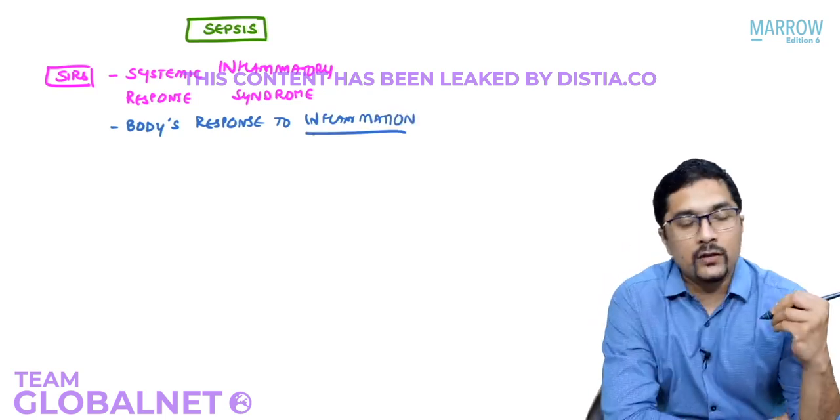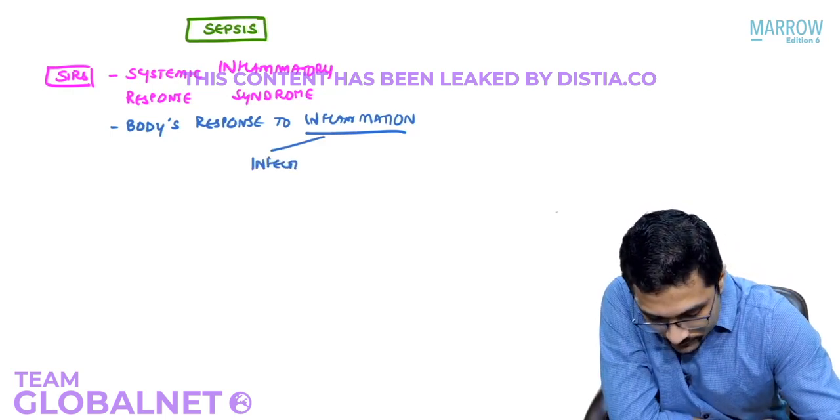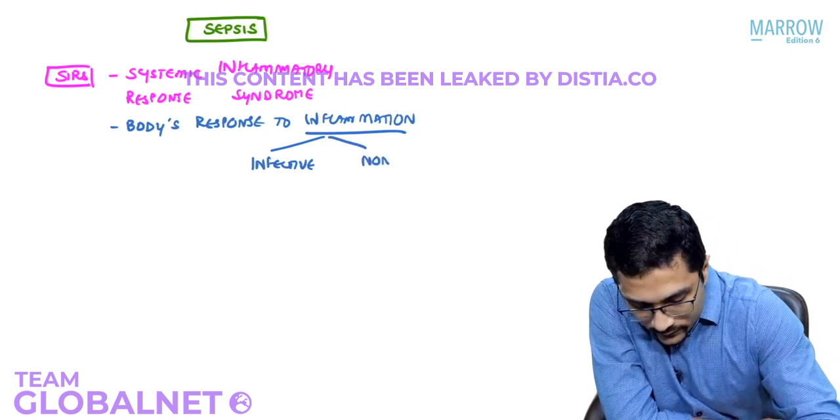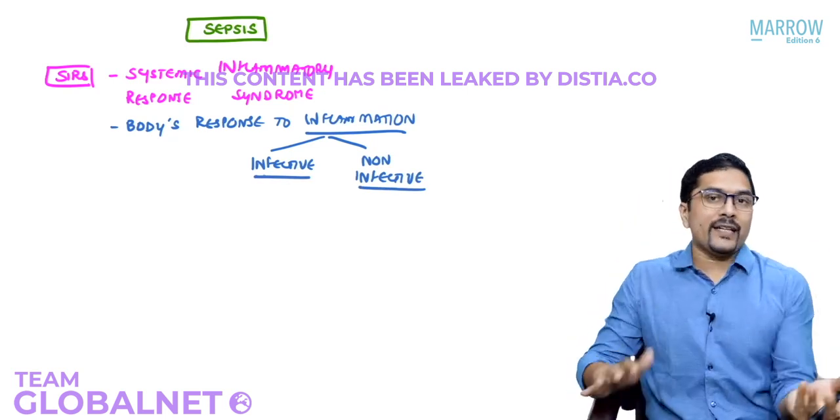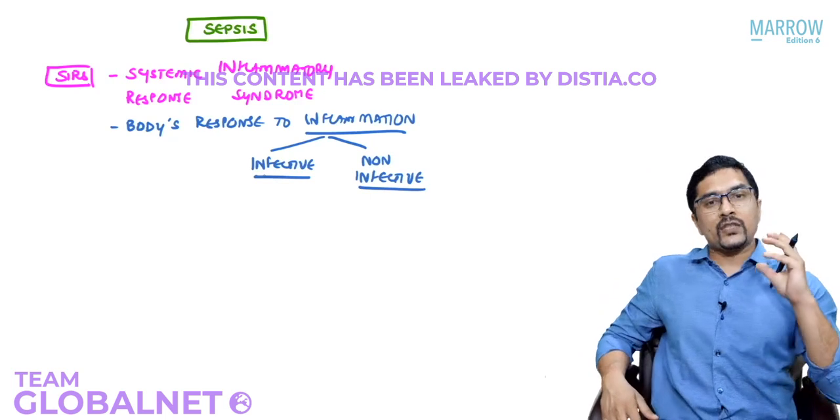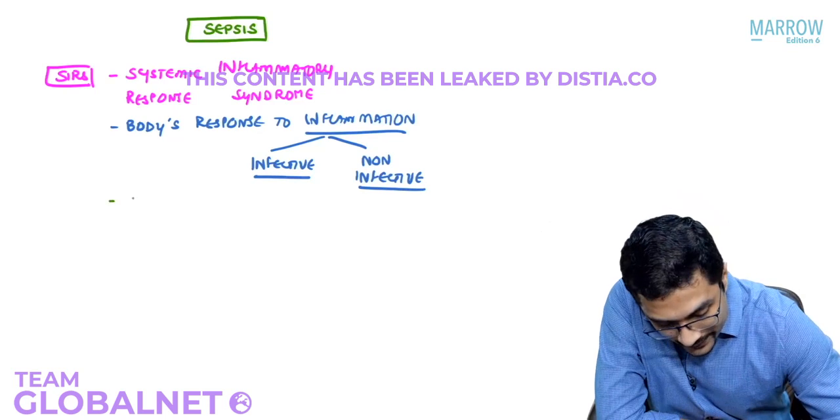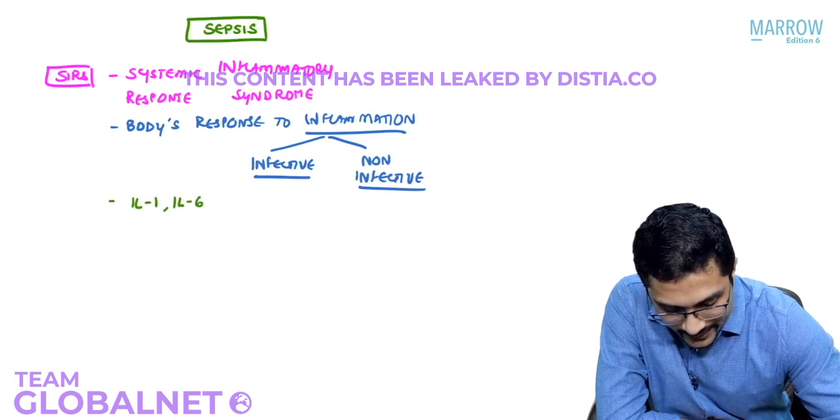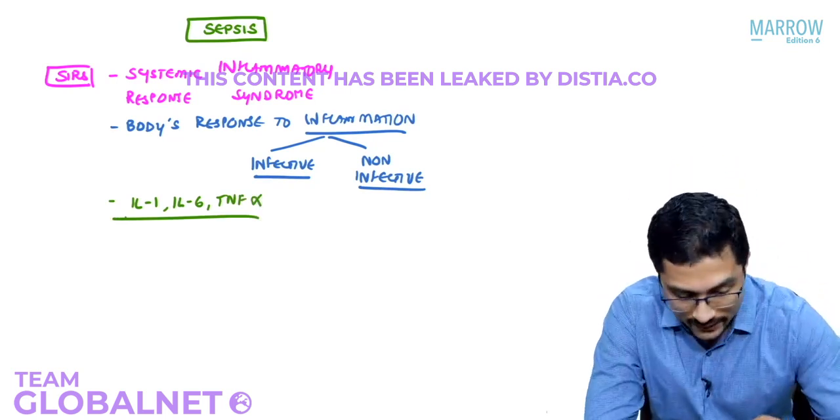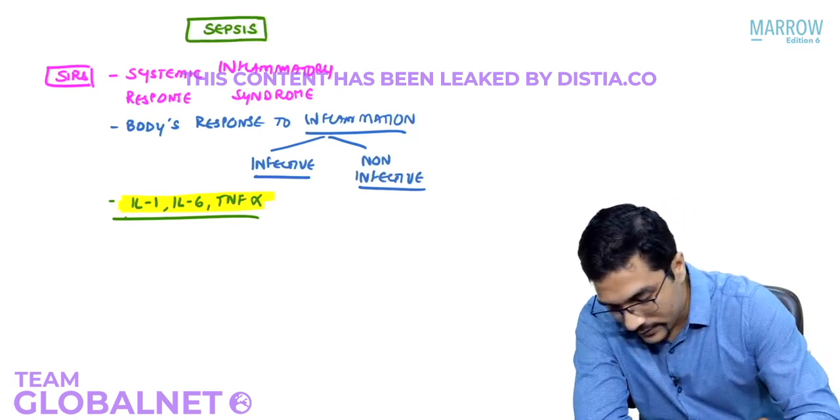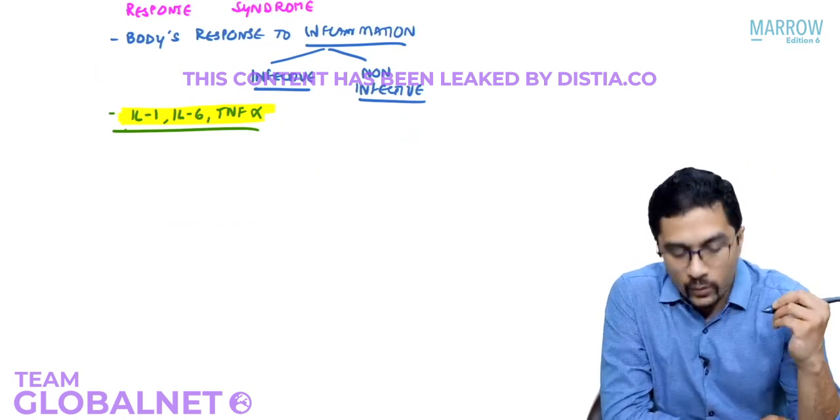Now this inflammation can either be infective or non-infective. So it can be secondary to infection, or it can even be secondary to trauma. So it's not necessarily that it's all because of infection or sepsis only. This is mediated by IL-1, IL-6 and TNF-alpha. These interleukins have been asked in the exam, which control the SIRS response of the body.